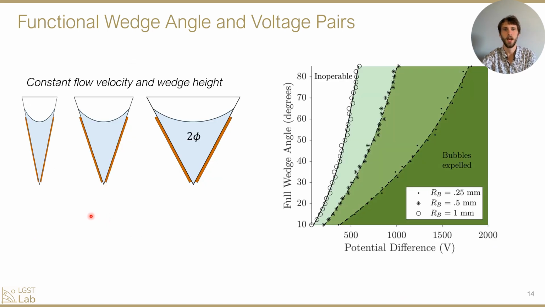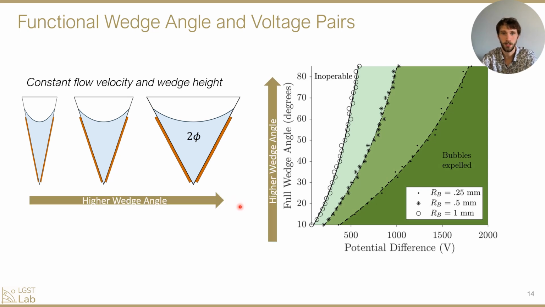If instead we keep the average flow velocity entering the wedge constant between the test cases, and also keep the wedge height constant among the test cases, we see a different trend. That as we increase the wedge angle, it takes a larger amount of voltage to expel a bubble of a given size.